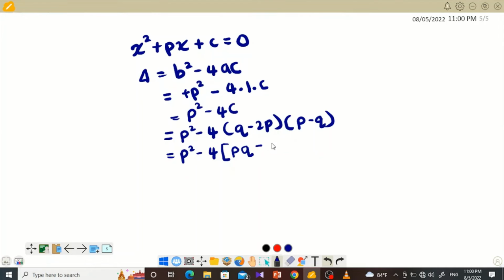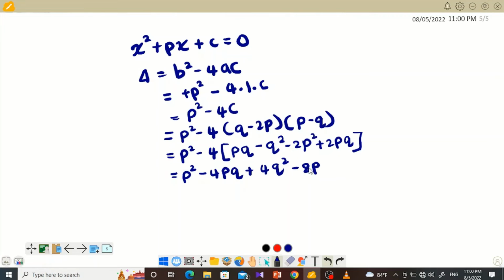Q into minus Q squared. Minus 2P into P minus 2P squared. Minus into minus plus 2PQ. Now I multiply the equation by negative 4. Minus 4PQ plus 4Q squared, minus 8 plus 8P squared, minus 8PQ.